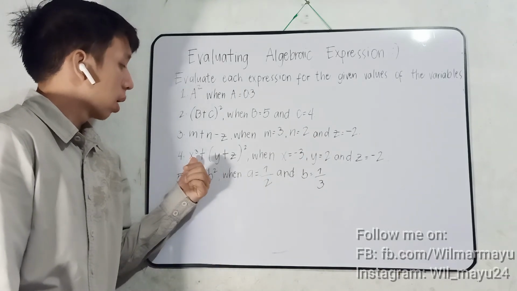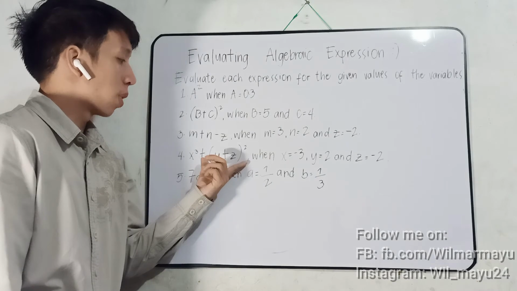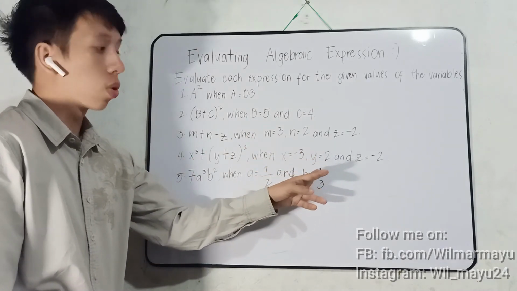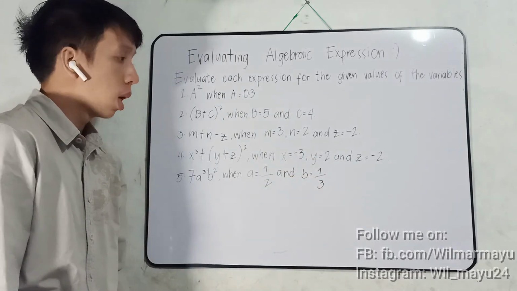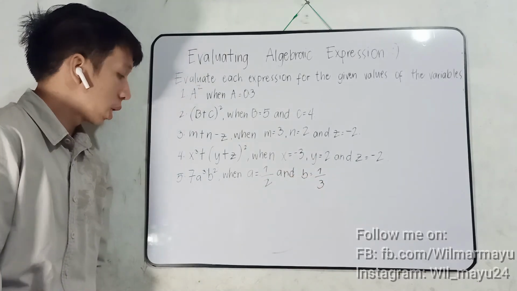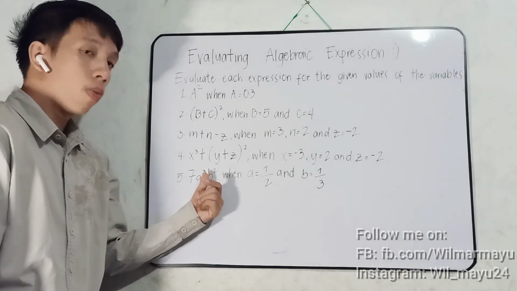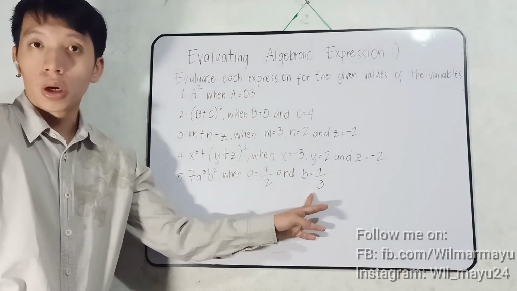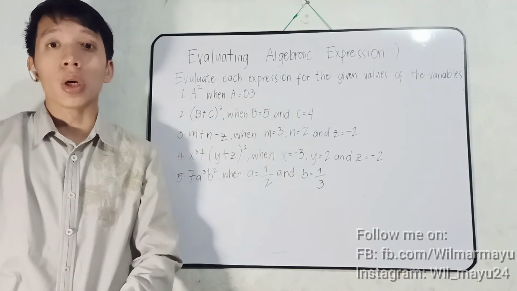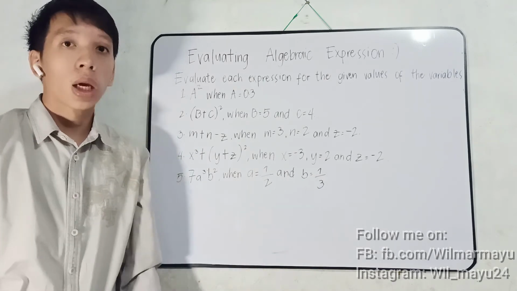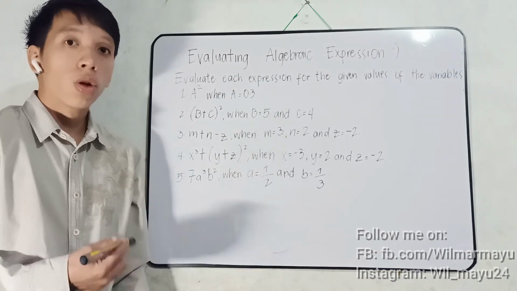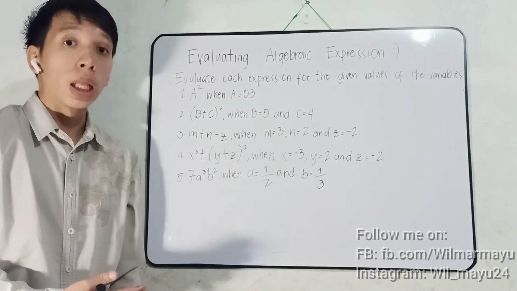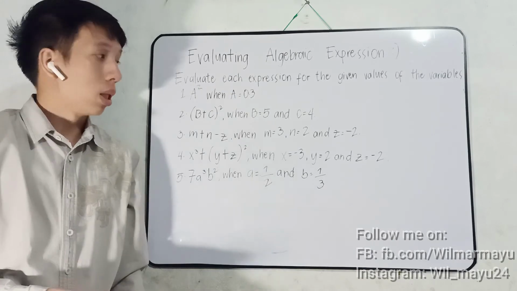Then x cubed plus the square of y plus z when x is equal to -3, y is equal to 2, and z is equal to -2. And also, the last one is number 5, 7a cubed b squared when a is equal to 1/2 and b is equal to 1/3. Guys, try to practice this one so that mahasa natin sa ating mga isipan how to solve this kind of expressions.